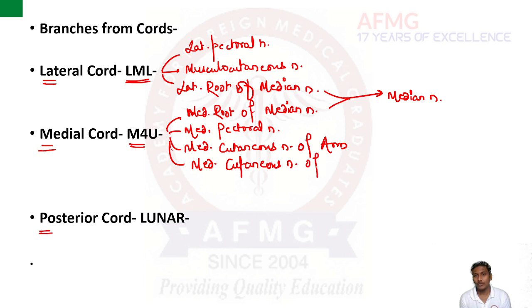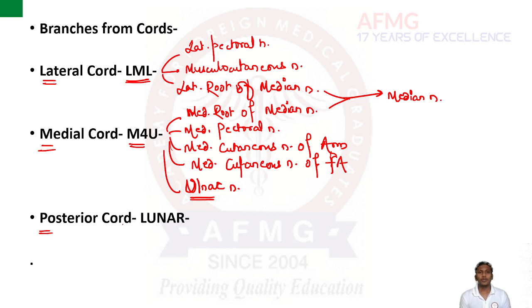So what we need to understand from this is, please remember, cutaneous means skin. So these cutaneous nerves will usually supply the skin. The medial cutaneous nerve of arm will supply the skin over the medial aspect of the arm, whereas the medial cutaneous nerve of forearm will supply the skin over the medial aspect of the forearm. Right? Please remember this. And now last, U goes for your ulnar nerve. Please remember, the ulnar nerve is an important branch of your medial cord.